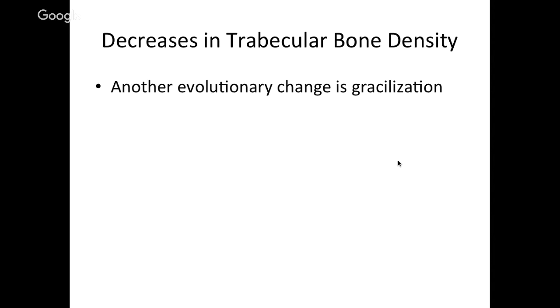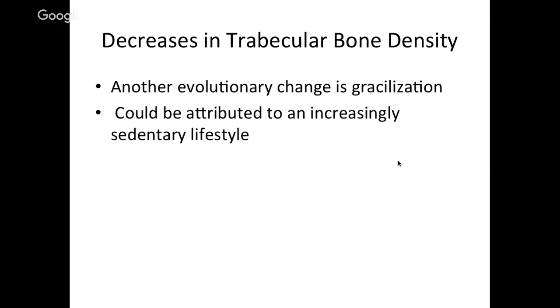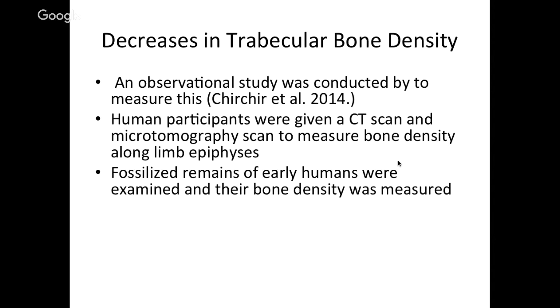So the next evolutionary change in humans I want to look at is gracilization, which is a decrease in strength and bone density. And it is most likely attributed to an increasingly sedentary lifestyle. So in an observational study, living human participants were given a CT scan and a microtomography scan to measure bone density along their limb epiphyses.